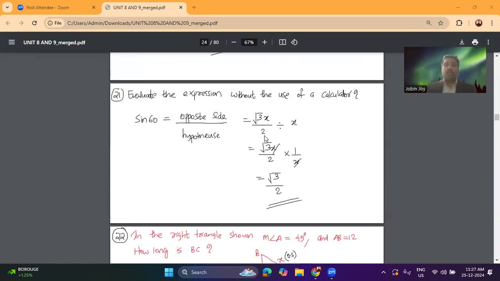Okay, then sine 60. How will you calculate sine 60? The same equilateral triangle you can use, opposite side by hypotenuse. Opposite side is root 3x by 2. We already calculated that. Check the previous problem. So root 3x by 2 divided by hypotenuse, which is x. Then root 3x by 2 into 1 by x, x cancels, root 3 by 2. So sine 60 is root 3 by 2.